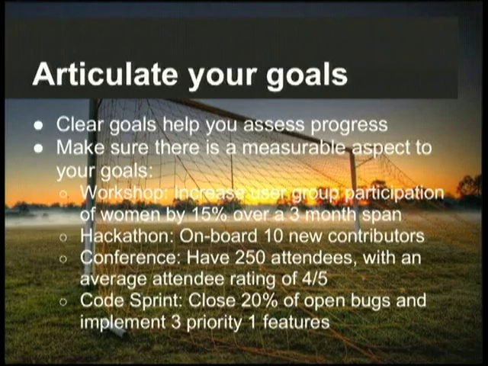Having clear goals is one of the best ways that you can check your progress. If you haven't outlined your goals at the beginning, how do you know, other than a general sense of feeling good or a general sense of feeling bad, how well you've done? So when you're articulating your goals for your event, be sure to have an aspect that's measurable. You can start off by saying, we want to increase the participation of women in our local user group. That's an awesome place to start. Make sure you have something like, we want to increase participation by 15% in the next 3 to 6 months, or something like that.